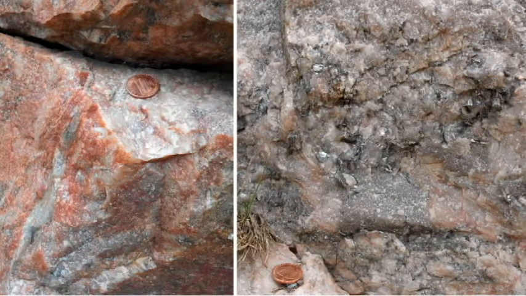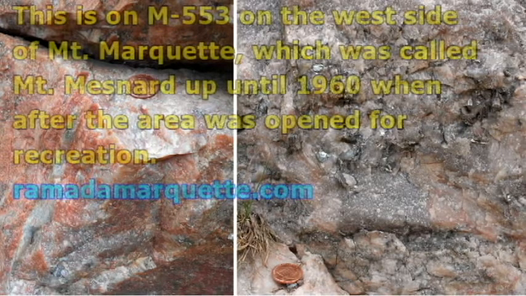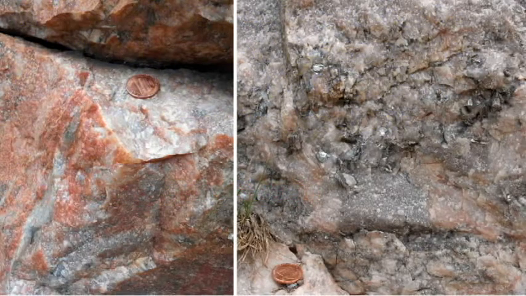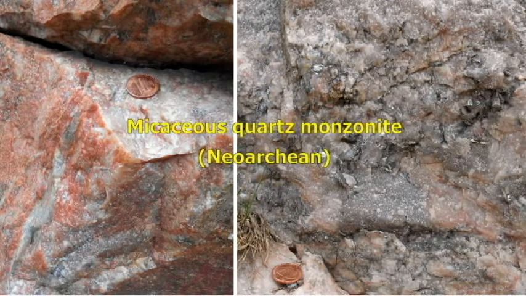Now, this here, I love these. This is near, where was this, Steve? This is Marquette area somewhere. Maybe near Mesnard Mountain, if I remember correctly, which I don't think they call it that anymore. Anyway, this is a micaceous quartz monzonite, and it's what we call pegmatitic.